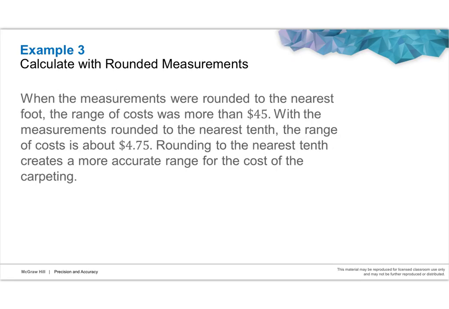the measurement. And here at the bottom of page 132, it's stating just that when the measurements were rounded to the nearest whole foot, the range of cost was more than $45. But if we changed our level of precision to the nearest tenth, the range of cost is only $4.75. So the more precise we can be with our measurement, if we're the contractor for this job, we would want to make sure that would allow us to budget better for the job.